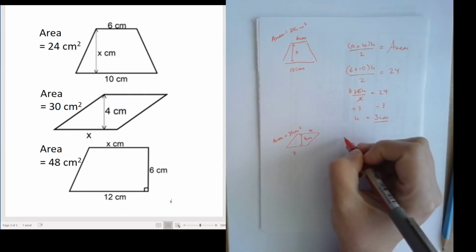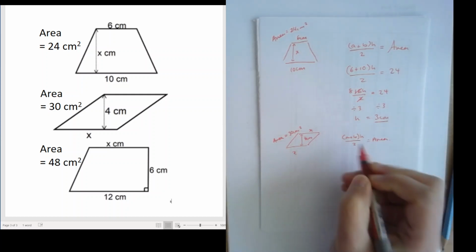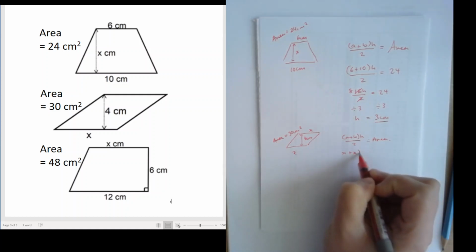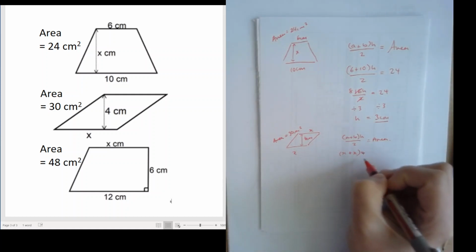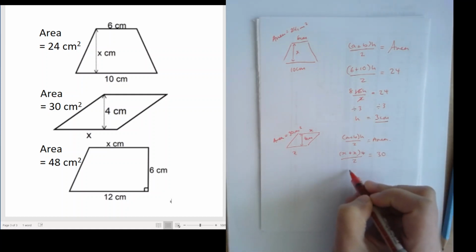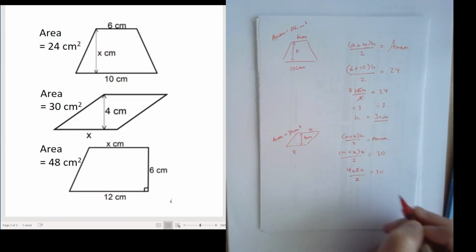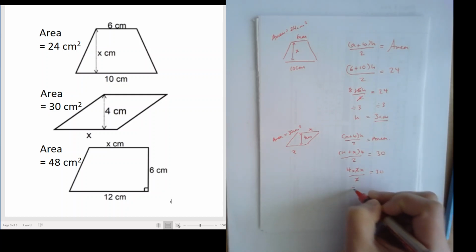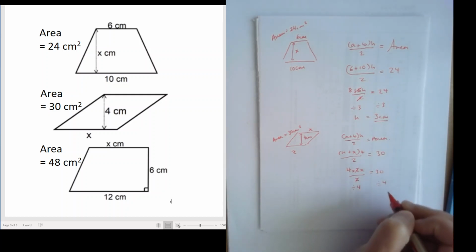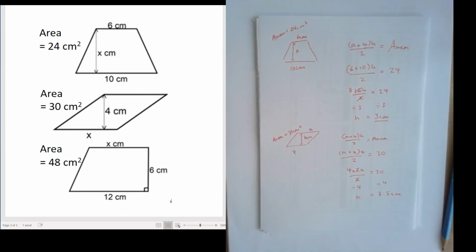So when I'm saying my (A plus B) H all over 2 is area, instead of the A, I'm going to have x. Instead of the B, I'm going to have x. The H is going to be my 4, all over 2 equals 30. So that is 4 times 2x, because it's 4 and this is 2x, all over 2 equals 30. I'm going to cancel out those 2s there, so that's 4x equals 30. Divide both sides by 4. I will then get x is 7.5 centimeters.